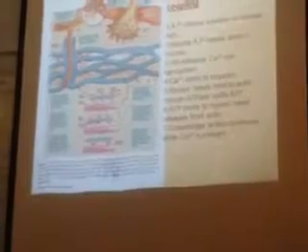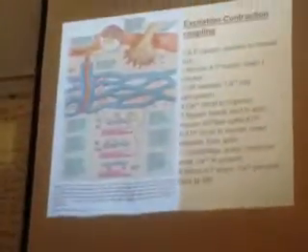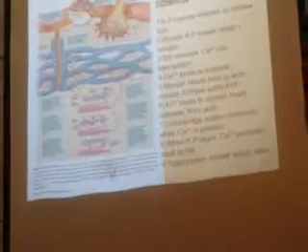Then cross bridge action continues while calcium is present. When the action potential stops after a contraction occurs, calcium comes back to the sarcoplasm. Then the last step: tropomyosin covers the active sites. Relaxation. So this is called excitation contraction coupling, and this is very important.